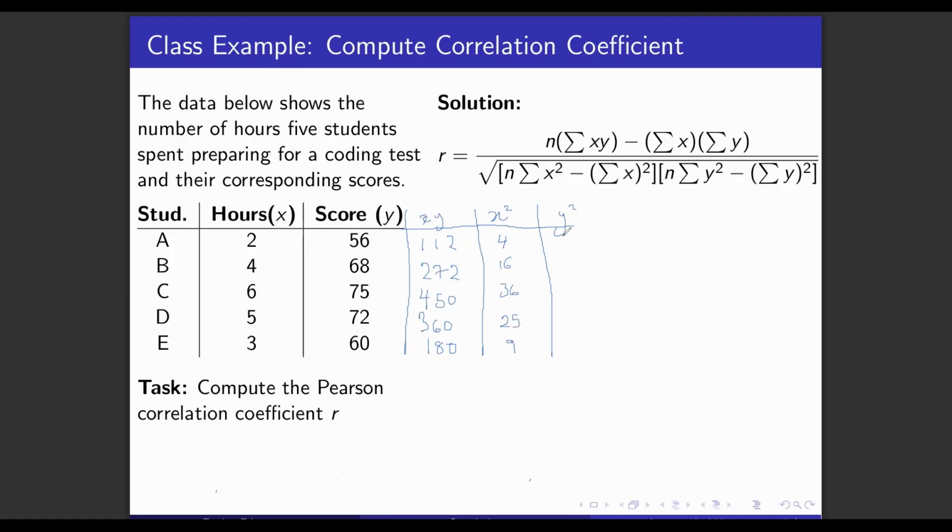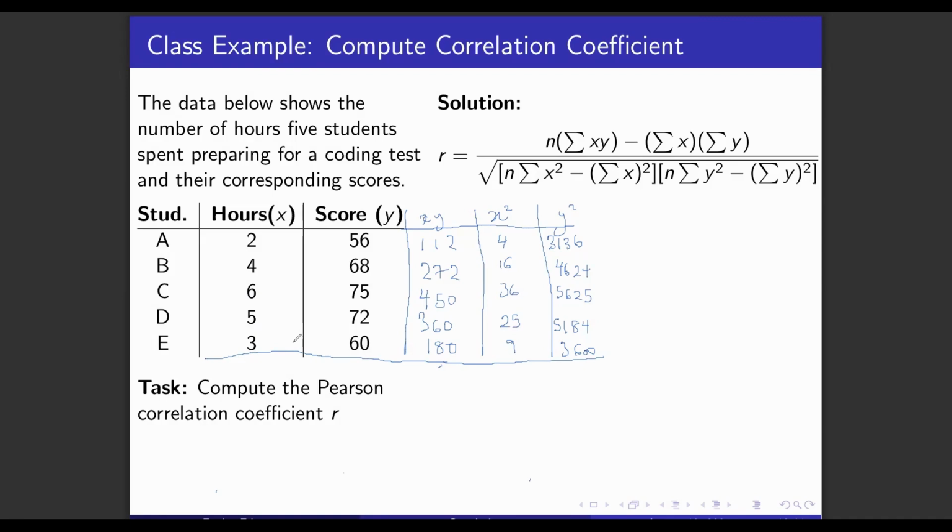For y squared, we have 56 squared, 3136, 68 squared 4624, 75 squared 5625, 72 squared 5184, and then 60 squared 3600. Right, so we've filled the columns for x, y, x squared, and y squared. Next is to find the totals. So we're going to go straight to finding the totals.